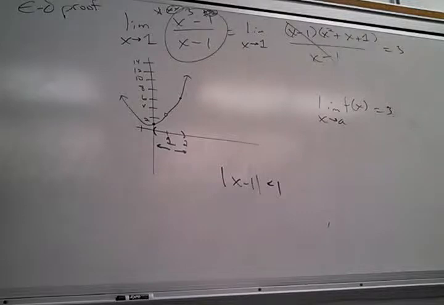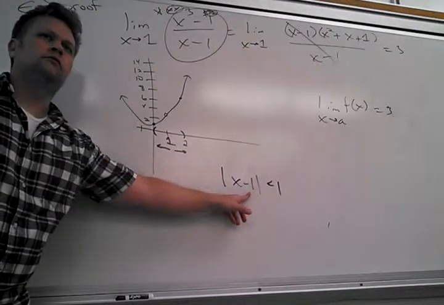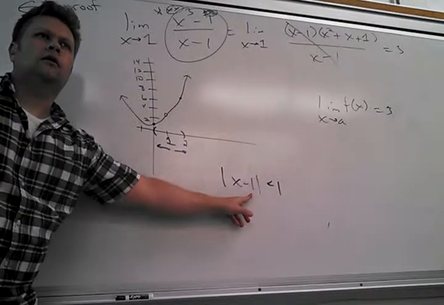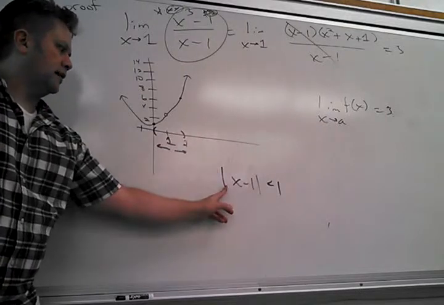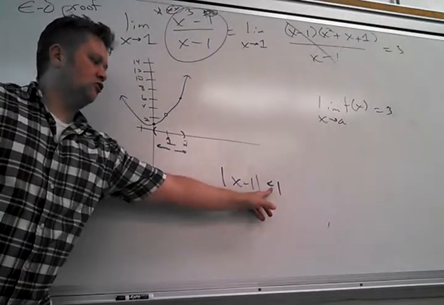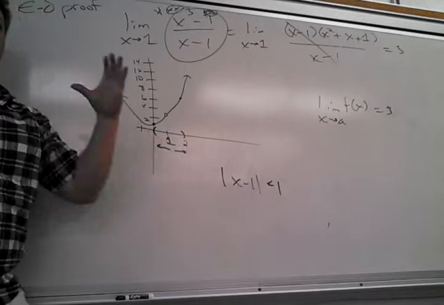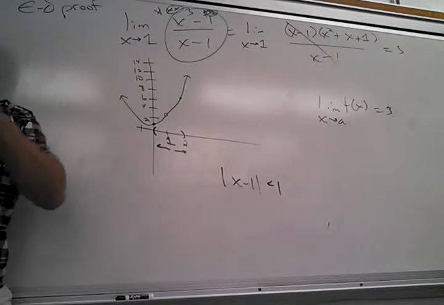You stop right there and make sure you guys are with me. Is it cool what I wrote here? Those are absolute values. But the strict less than is because I'm not including the endpoints. Is that cool? All right.